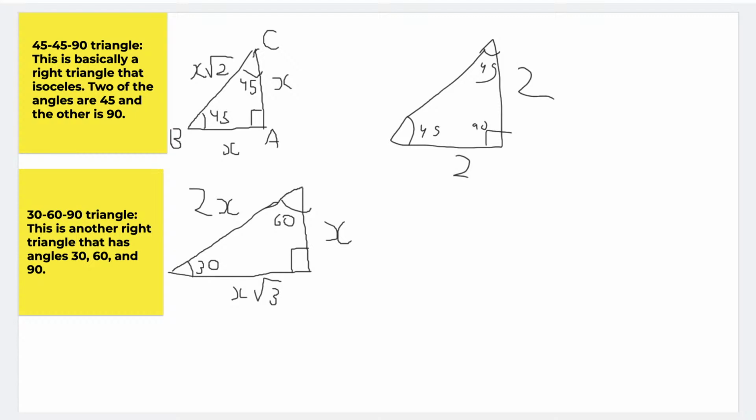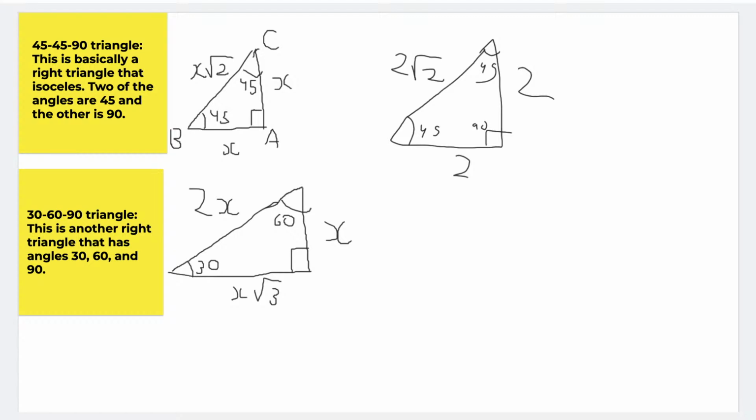Now, the side opposite to 90 is just the length of one of the sides times square root of 2, which is 2 times square root of 2. So it's 2 root 2. And for the 30-60-90 triangle, it's just another right triangle. The length opposite to 30 is just x, and the length opposite to 90 is double x, and the length opposite to 60 is square root of 3 times x.